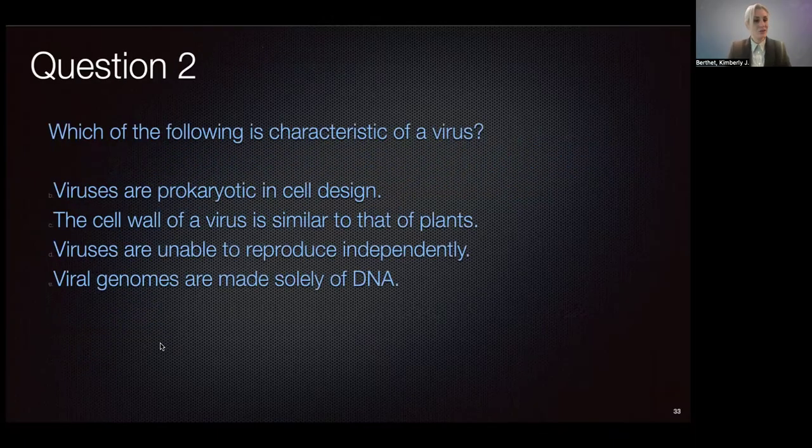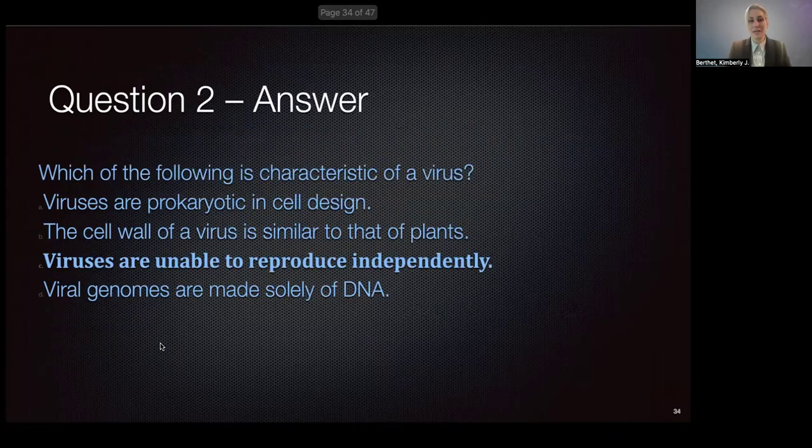Okay, question 2, which of the following is characteristic of a virus? And again, this is where you would pause. Okay, the answer to this question is that viruses are unable to reproduce independently. So again, viruses are dependent on other cells for reproduction purposes. They're using their molecular machinery, like a DNA polymerase, to make new DNA.